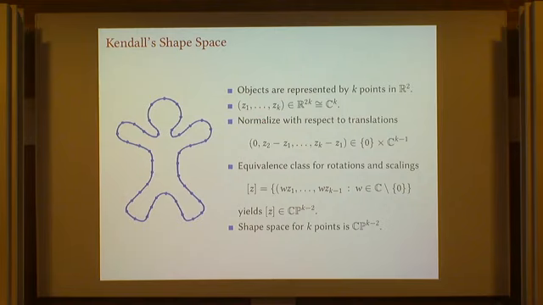And normalization with respect to scalings and rotations, well, scaling and rotation is just multiplication by a complex number. So we identify (k-1)-tuples of points if they are related by a multiplication by one common complex number. And if you look at those equivalence classes, that's exactly the complex projective space of complex dimension k-2. So representing objects by k points, and then quotienting out translations, rotations, scalings leads to the notion of shape space, which is mathematically the complex projective space. So that is Kendall's shape space.